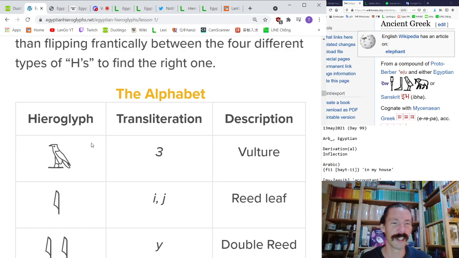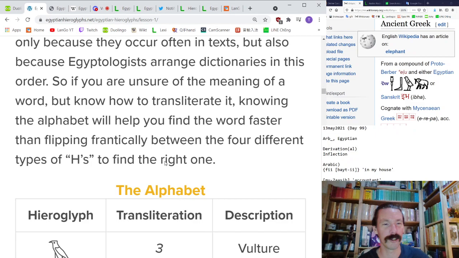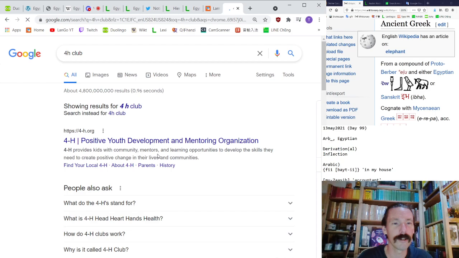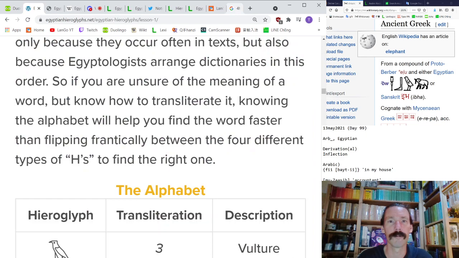The four H's. There was a club, maybe still exists, the 4-H club, where it was like hand, heart, home, I don't know what they all were. Let's see if that even exists. Positive youth development and mentoring. Head, heart, hands, health. Oh, there we go. And it looks like they're still around.